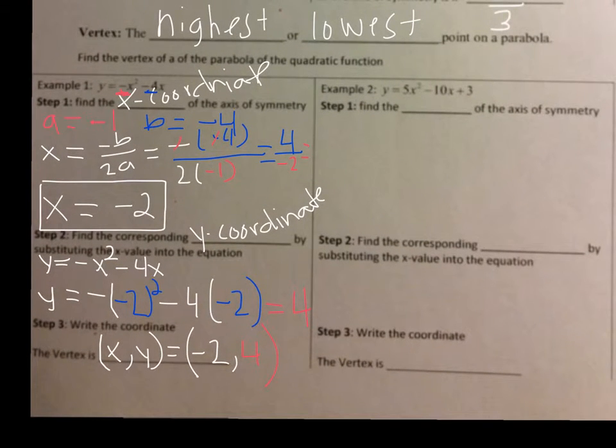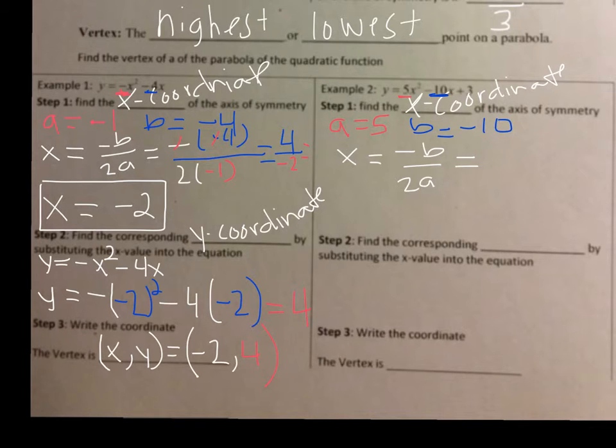Alright, so example 2. First we're going to find the x coordinate of the axis of symmetry. Again, we're going to find our a and b. Our a is 5, and our b is -10. We're going to use our equation: x is equal to -b over 2a.